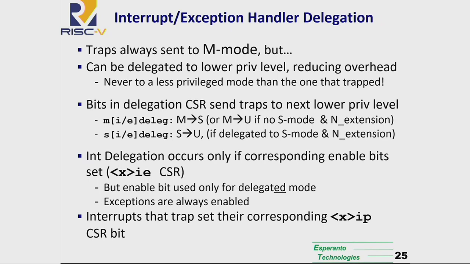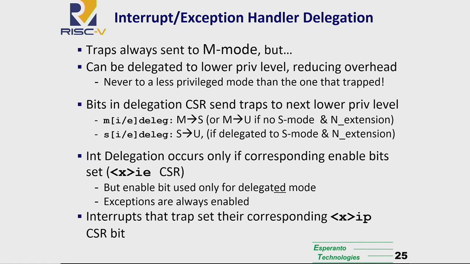If supervisor mode doesn't exist and user mode trapping doesn't exist, which is completely legal, then you can't delegate anything. Otherwise, if supervisor mode exists, you can delegate to supervisor mode. If the N extension for user interrupt handling exists, you can further delegate. Otherwise, you stop there. So interrupt delegation only occurs if the interrupt enable bit is set for interrupts, not exception delegation. Exceptions are always enabled.